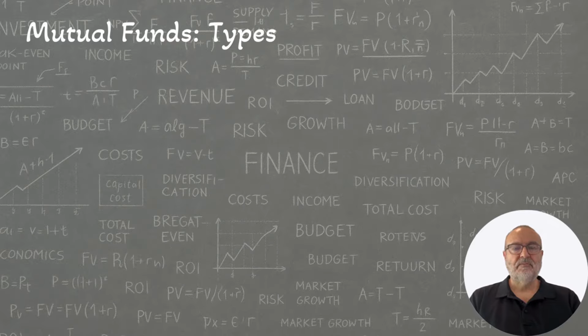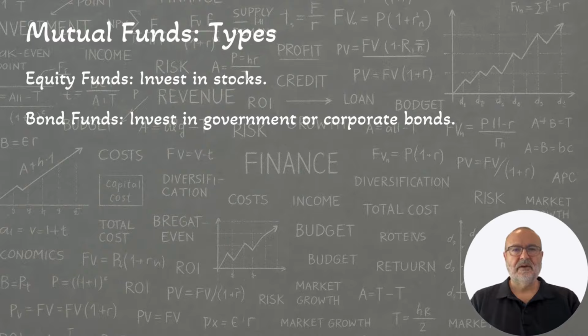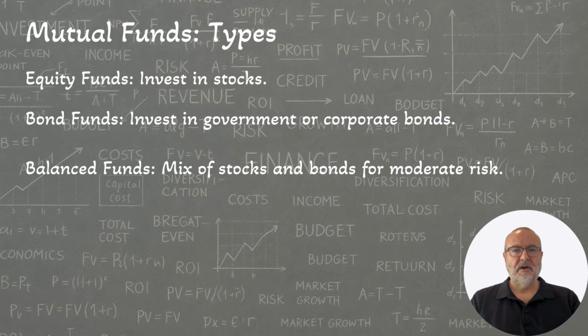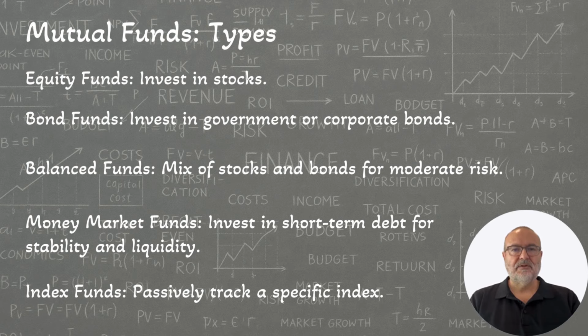There are several types of mutual funds. Equity funds invest in stocks. Bond funds invest in government or corporate bonds. Balanced funds mix stocks and bonds for moderate risk. Money market funds invest in short-term debt for stability and liquidity. Index funds passively track a specific index.